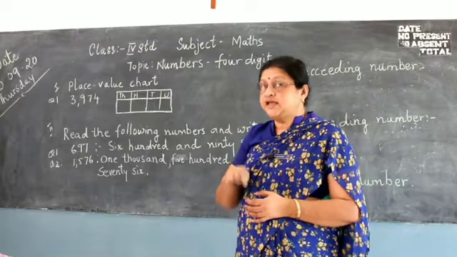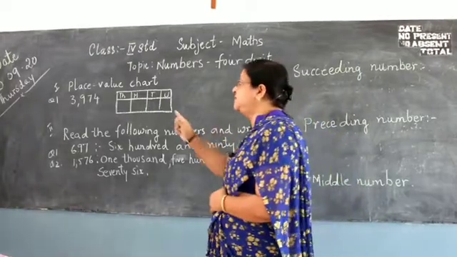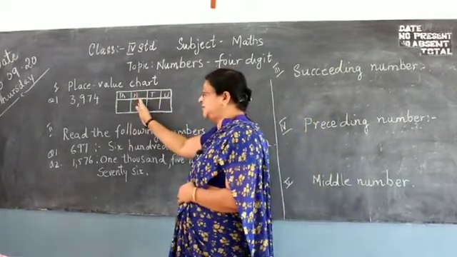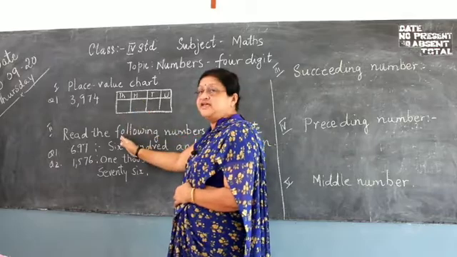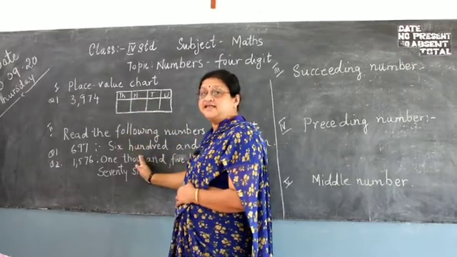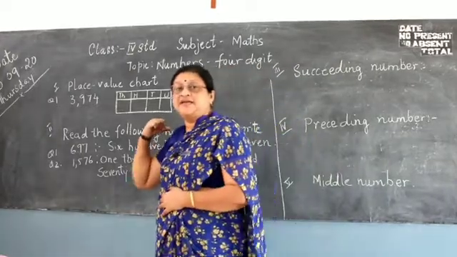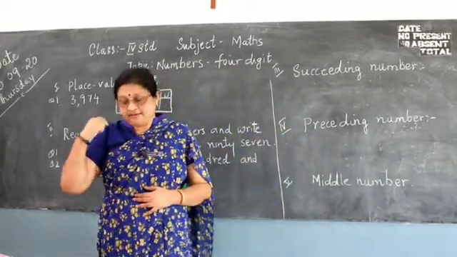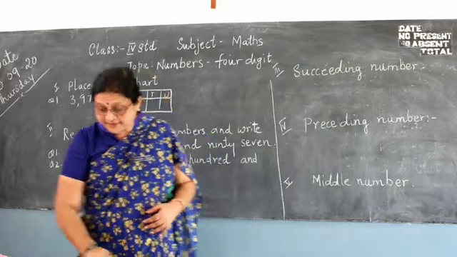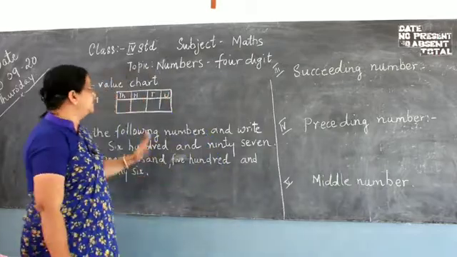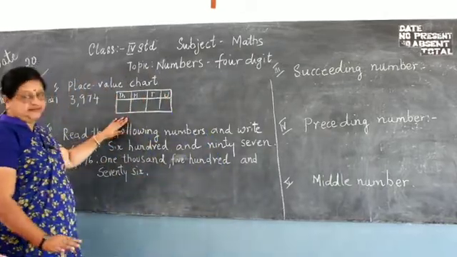Now today in the 4-digit numbers we will be doing place value chart. We will also learn to read the numbers and write in words, and then we will go to the succeeding words, middle words and preceding words. Okay. So let's look first at how you will represent a place value chart.